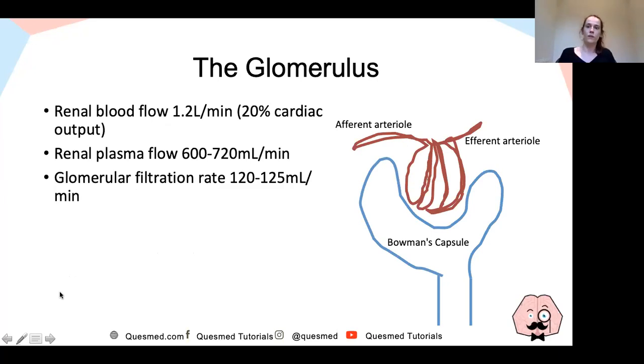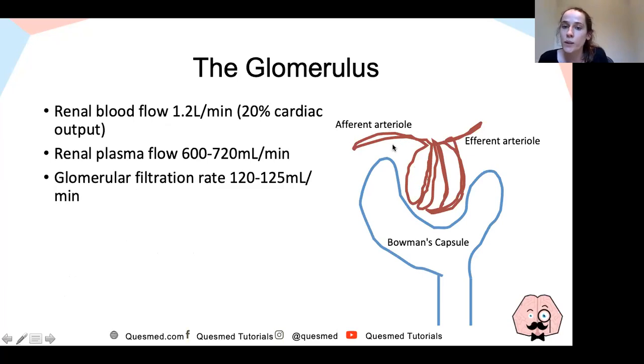So I've drawn a little glomerulus here. It's a little bit wobbly, so just bear with it. We've got our glomerulus here, an afferent arteriole at the start and an efferent arteriole at the end. And we've got the Bowman's capsule. Because we've got an arteriole at both sides of the capillary bed, this is a much higher pressure system than most other capillary beds in the body.